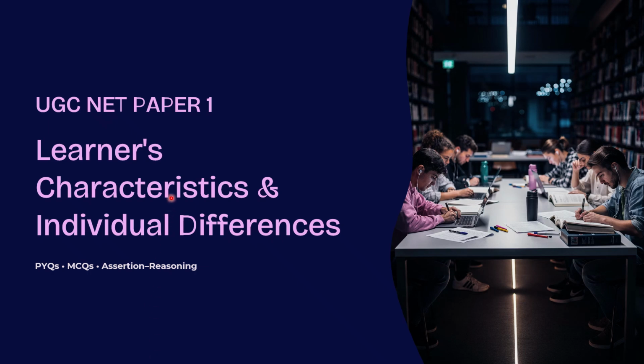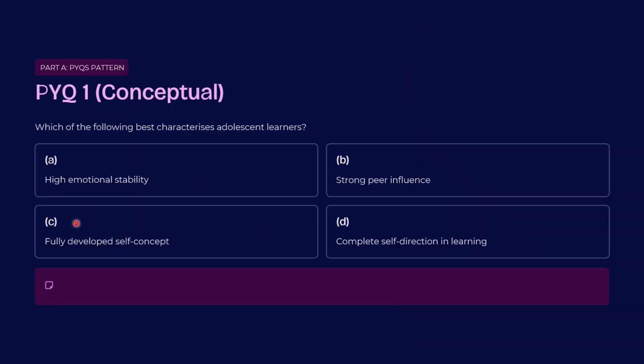In today's session, we will solve some important UGC NET previous year questions from the topic Learners, Characteristics and Individual Differences. While discussing each question, we will not only identify the correct answers but also understand why the other options are incorrect. This approach will help you eliminate wrong answers in the actual UGC NET exam. So let's begin. Our first question is: which of the following best characterizes adolescent learners?